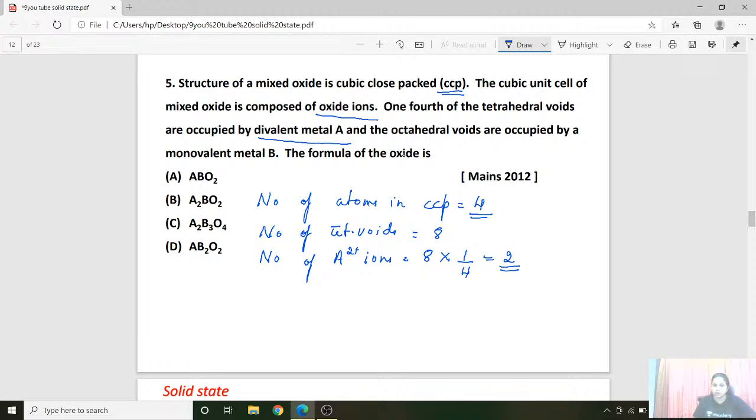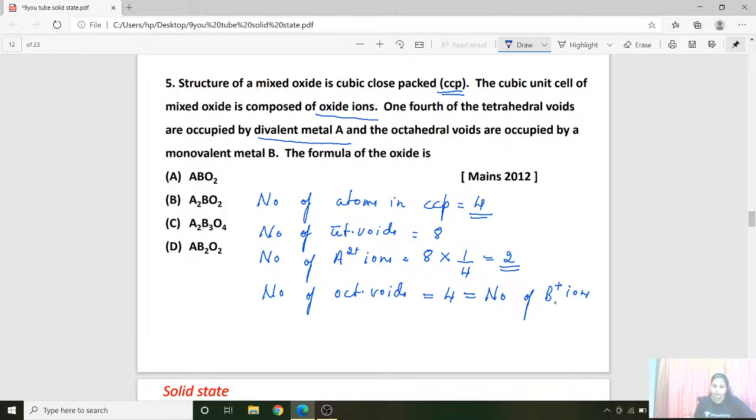Then octahedral voids are occupied by monovalent metal B. What will be the number of octahedral voids, students? If the number of atoms is 4, then the number of octahedral voids is also equal to 4. And it is given that all the octahedral voids are occupied by the metal B. So this 4 will also be equal to the number of B+ ions, isn't it? Because all these voids are filled by B+, and there are 4 voids. So naturally there will be 4 B+ ions.